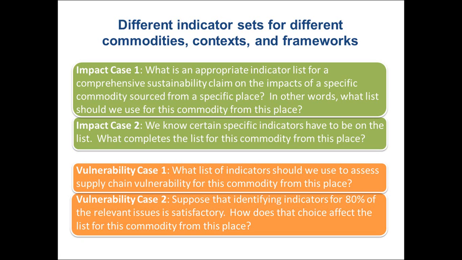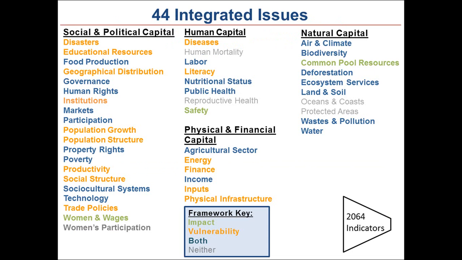So now I'll go through each of these cases one by one to show how one may derive a useful and manageable indicator set for each case, and at the end of the presentation we'll come back and look at the 4 different lists and see how those sets compare. In each case, the first step is to choose relevant issues that apply to your specific sustainability context from a broader list of issues.